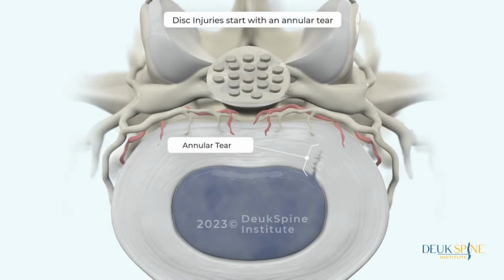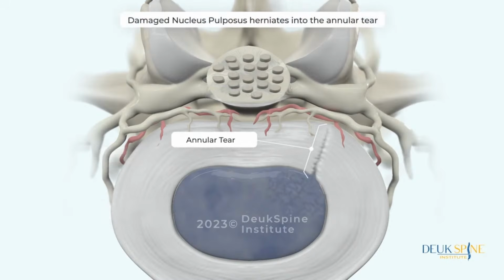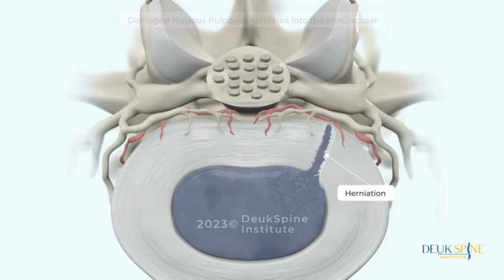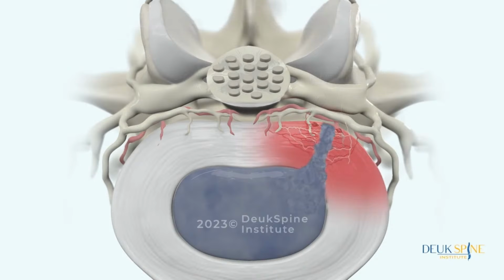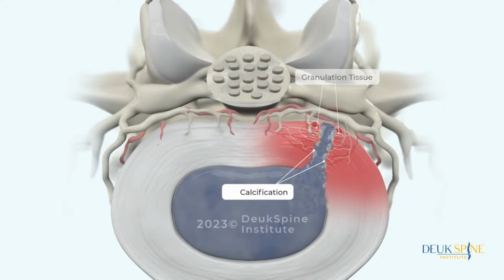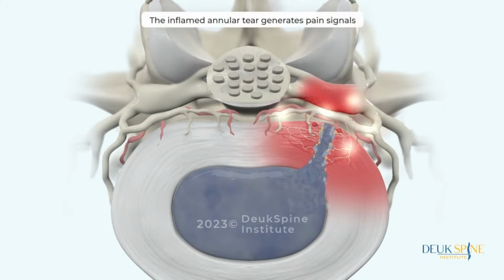Disc injuries start with an annular tear, damaged nucleus pulposus herniates into the annular tear. The herniation triggers an inflammatory response within the annular tear. The inflamed annular tear generates pain signals.